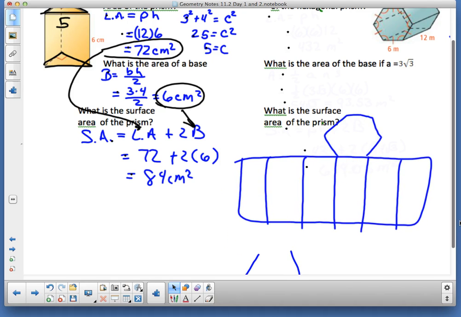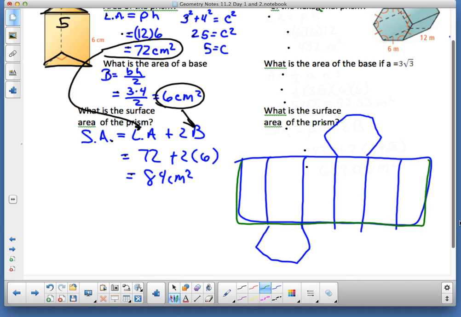This is my net, right? And the lateral area is this rectangle. So 6 times 11 gives me this. I shouldn't say 11. 6 times 6. I don't know where 11 came from. 6 times 6 is 36.